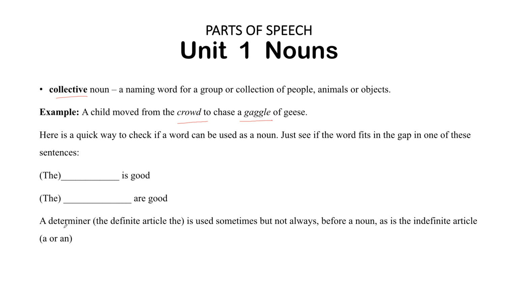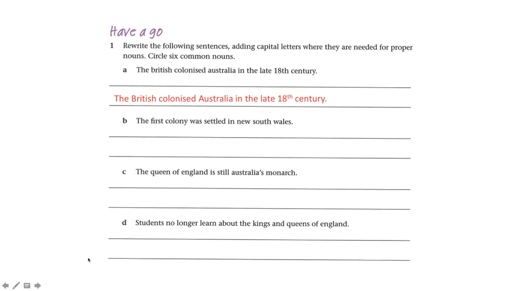We've got some more information here. A determiner, or the definite article, the, and that's what we've got here, is used sometimes, but not always, before a noun, as is the indefinite article, a or an. So we don't always have to use this, we have other options that we can use at times. Let's get on to the activities.